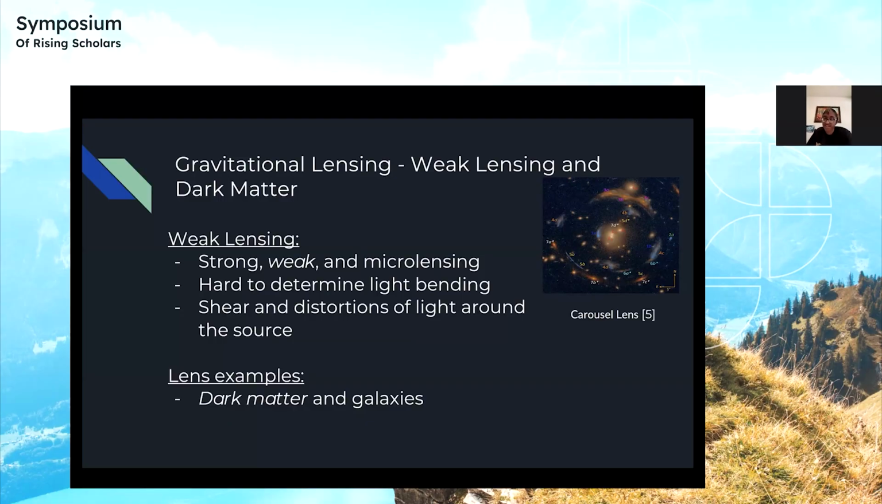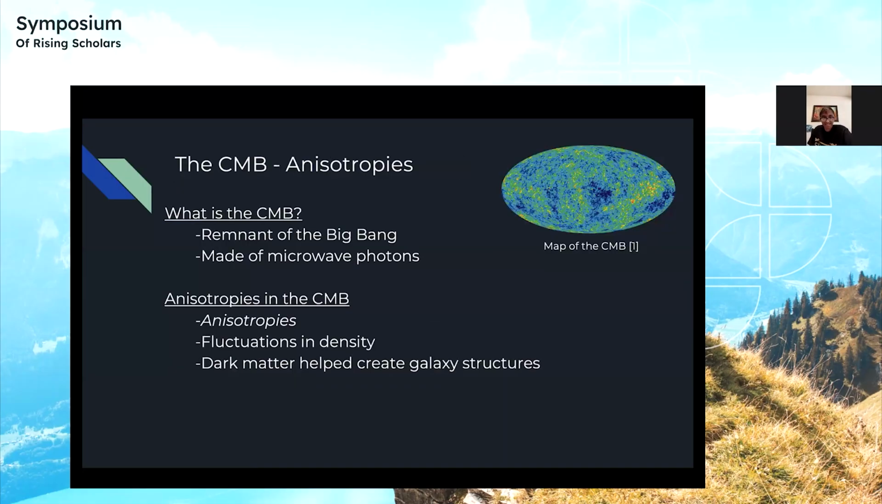Scientists observed that around what seemed to be empty space, there were distortions of background light sources like galaxies. This indicated that there was some invisible form of matter acting as a gravitational lens, bending light from distant galaxies. That's why gravitational lensing is another piece of evidence that supports dark matter, because we have observed dark matter act as a gravitational lens.